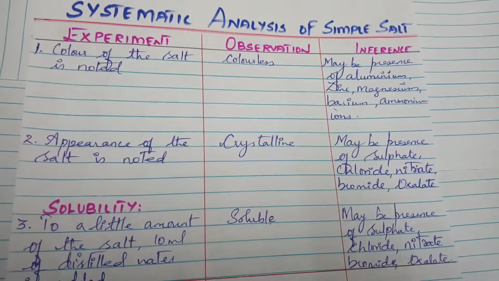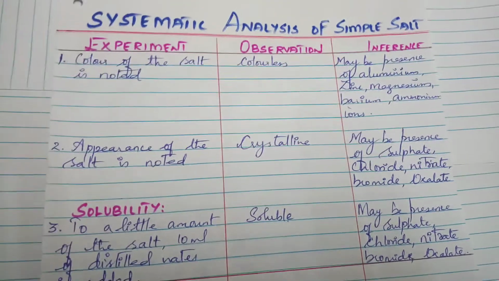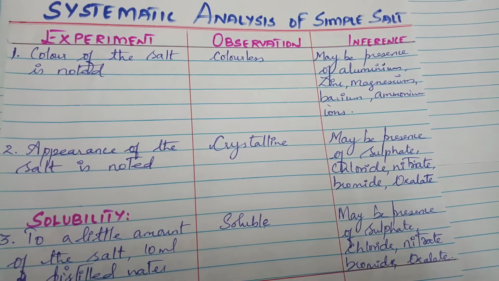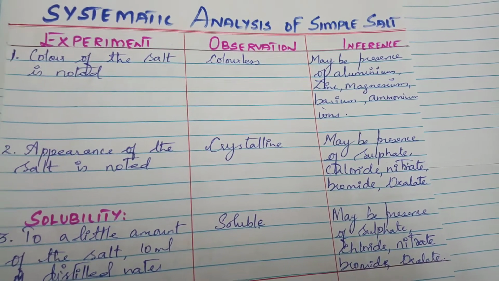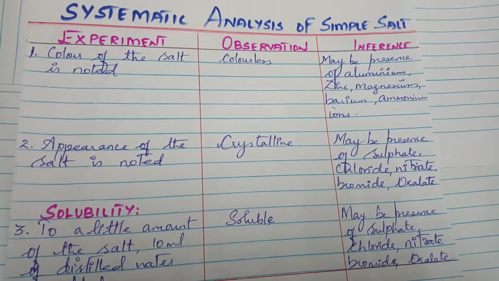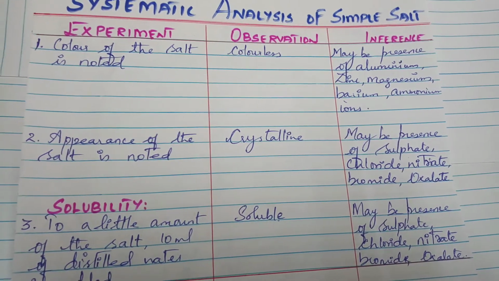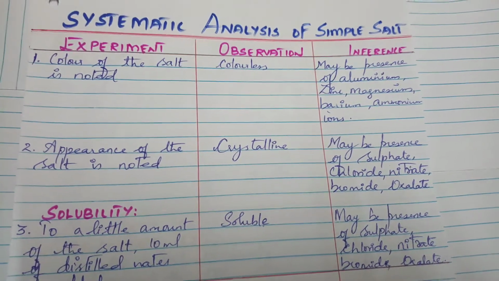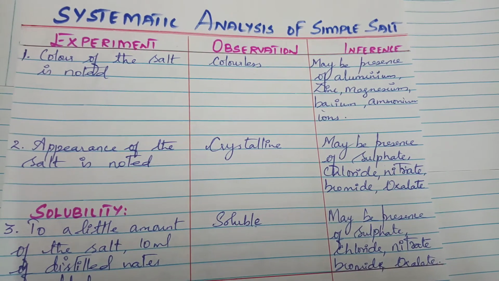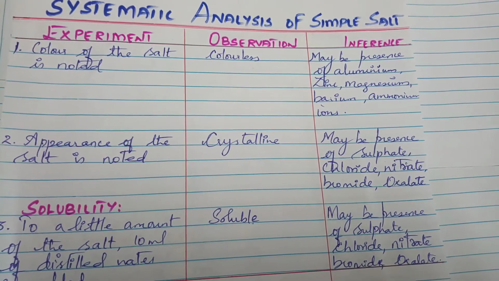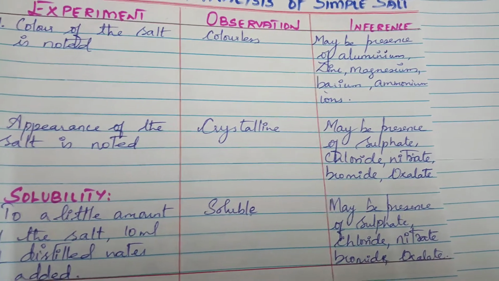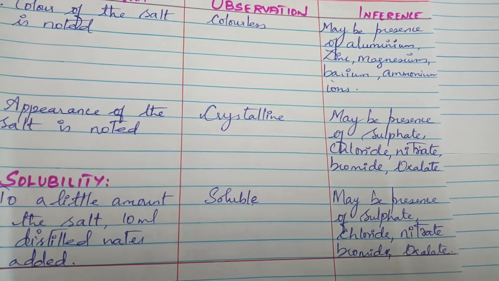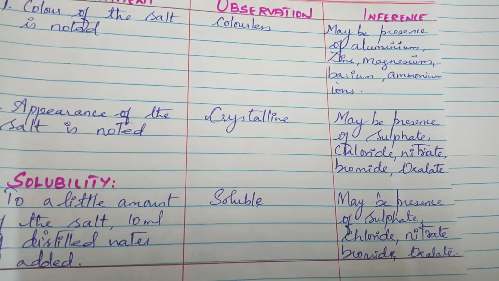The second part of the procedure is writing the appearance of the salt. How does the salt appear? Basically, a salt might be either crystalline or powdery in nature. Since we have taken a salt here, it is crystalline. Therefore, the appearance of the salt is noted as crystalline in the observation column. If it is crystalline, then your inference will be maybe presence of sulfate, chloride, nitrate, bromide or even oxalate. Depending upon the radicals, you may obtain any one among these, so you'll be writing all the radicals that may be present.